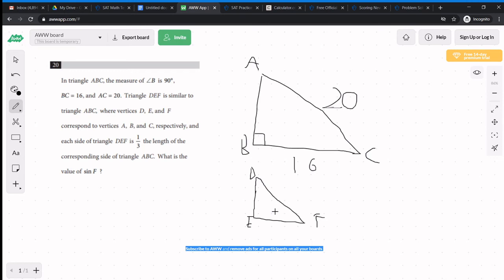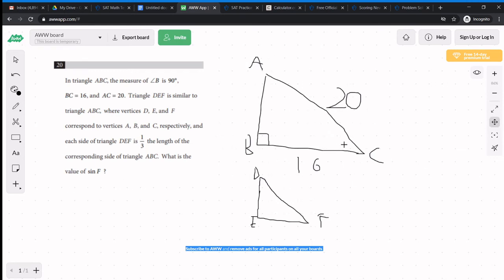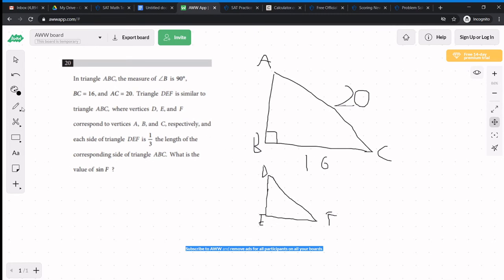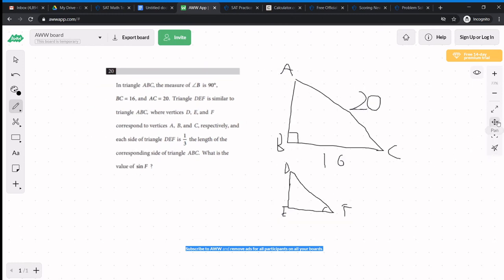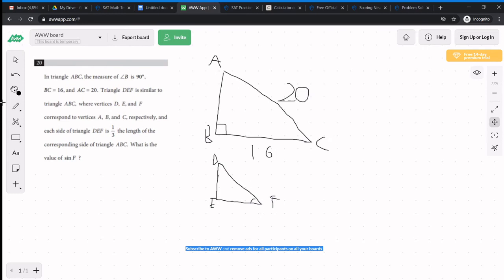Okay, so in order to figure out what sine of f is, right, we need to know first how to figure out the sine of an angle. For those of you who might not be familiar with what sine, cosine, and tangent are, they are 3 functions in trigonometry. Essentially, they tell you the ratios of the sides based on the angles, right? So we have a pretty common acronym called SOHCAHTOA.